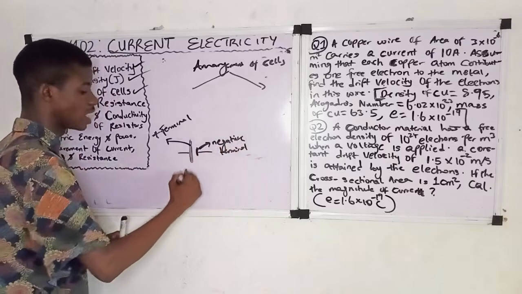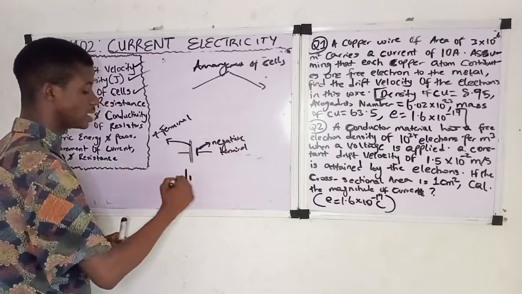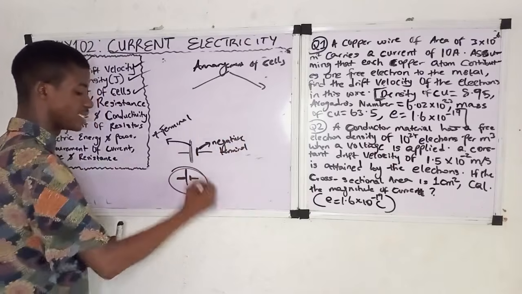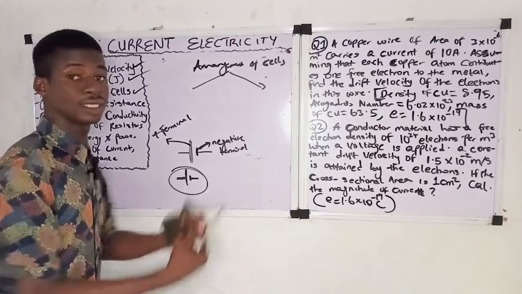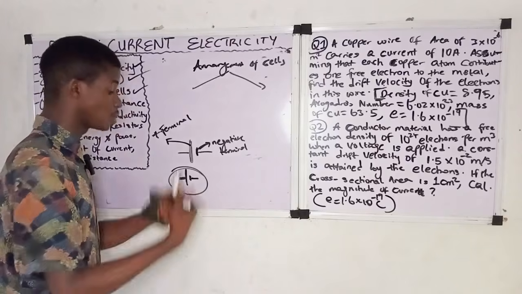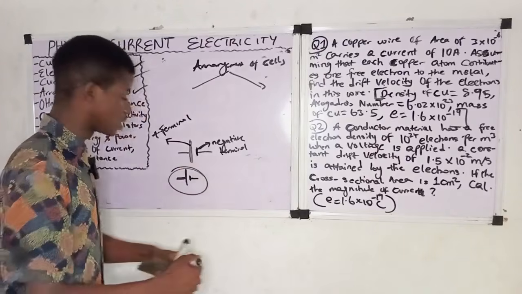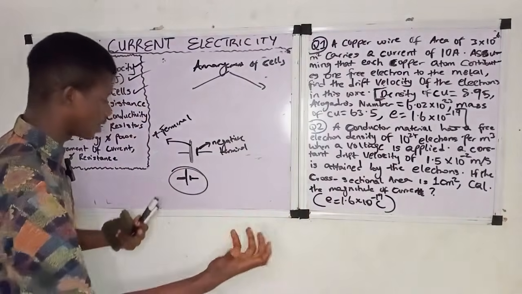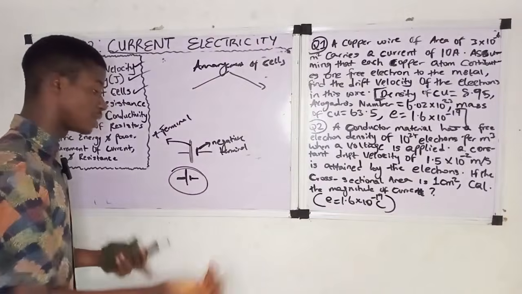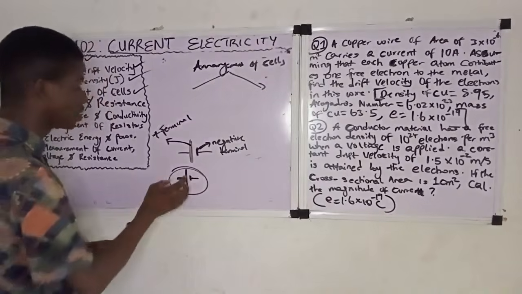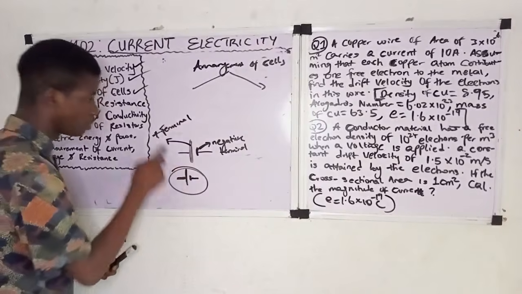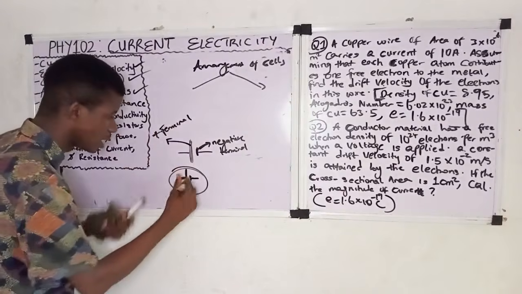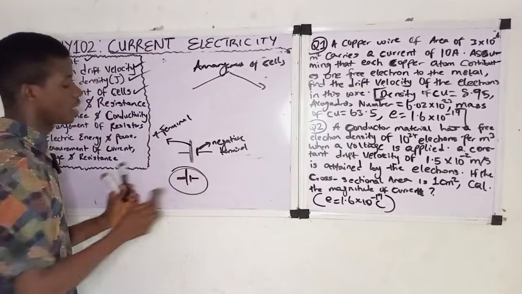If you see something like this in a DC circuit, you know that this is a cell. A cell produces what? Voltage, right? Yes. A cell produces current. The one that drives current, or you can say it pumps current in a circuit. So this is a cell. This long one is the positive terminal. This short one is the negative terminal of a cell.